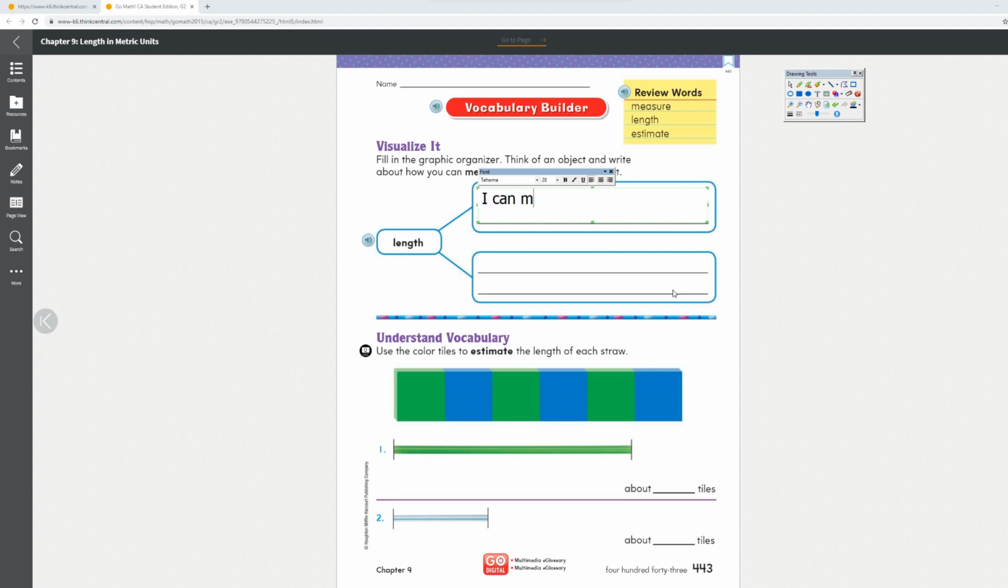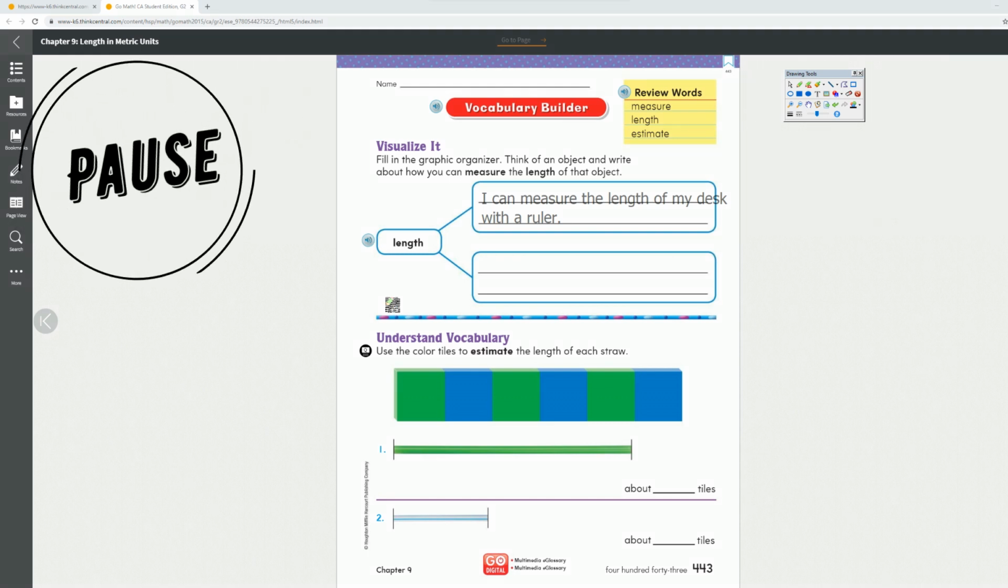So I would write, I can measure the length of my desk with a ruler. So that's one example you can use. So see if you can find an object around the room and write about how you would measure the length of that object. Go ahead and write 2 sentences, one on the top box and one on the bottom box. Pause the video and work on that now.